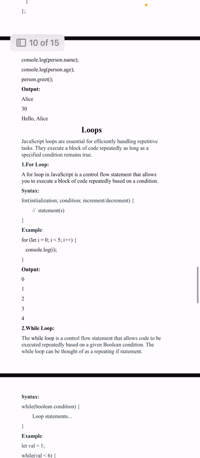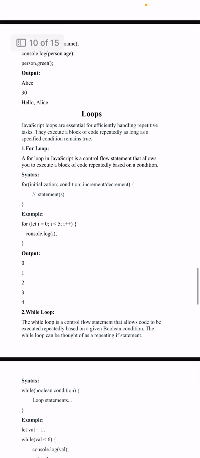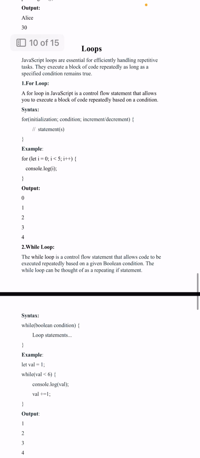Loops. JavaScript loops are essential for efficiently handling repetitive tasks. They execute a block of code repeatedly as long as a specified condition remains true. For loop. A for loop in JavaScript is a control flow statement that allows you to execute a block of code repeatedly based on a condition. Here is the syntax and example.